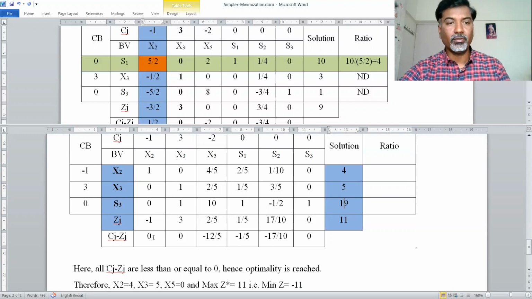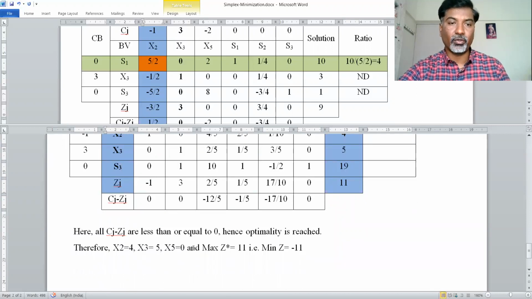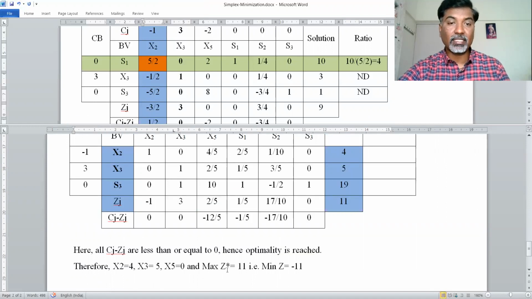We have to take into consideration only the basic variables from your objective function. Basic variables were x1, x2, x3 and x5. So x2 is equal to 4, x3 is equal to 5, but x5 is not available here, so we take x5 equal to 0. And max z star is equal to 11. We have calculated the value for the maximization function, max z star. To convert the maximization function to the minimization function, you just change the sign of the answer. So min z is equal to minus 11.